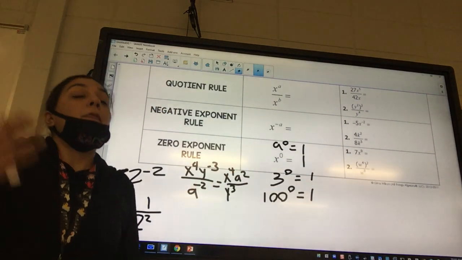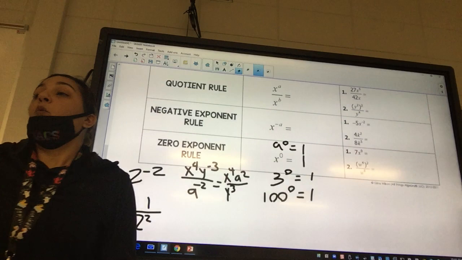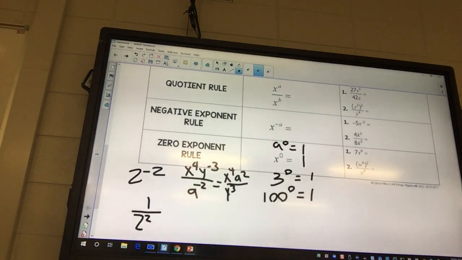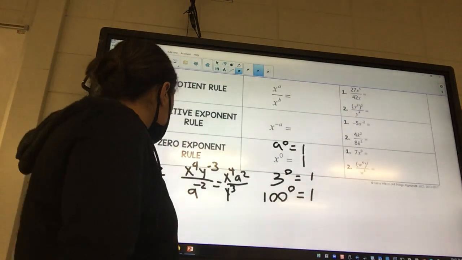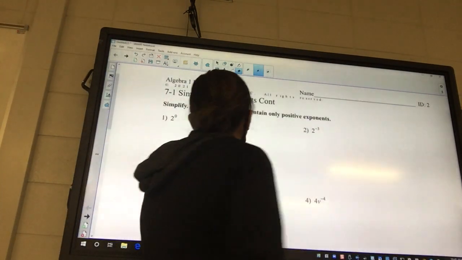Take a second and look at that. We move them around according to wherever they're at. If they're on the bottom and it's a negative, it needs to go to the top. If they're on the top and it's a negative, it needs to go to the bottom. You move it in the opposite direction. Okay, so let's look at our sheet for today.